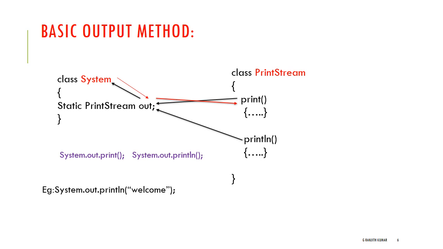So this is an example: System.out.println, and between double quotes I mentioned welcome. So the welcome message is going to be printed on the console. If you want to print the value of any variable, use System.out.println, and whatever string you want to display, you write within double quotes followed by plus, and the variable whose value you want to print must be mentioned. So here I want to print the value of variable a. Here plus means the concatenation operator.